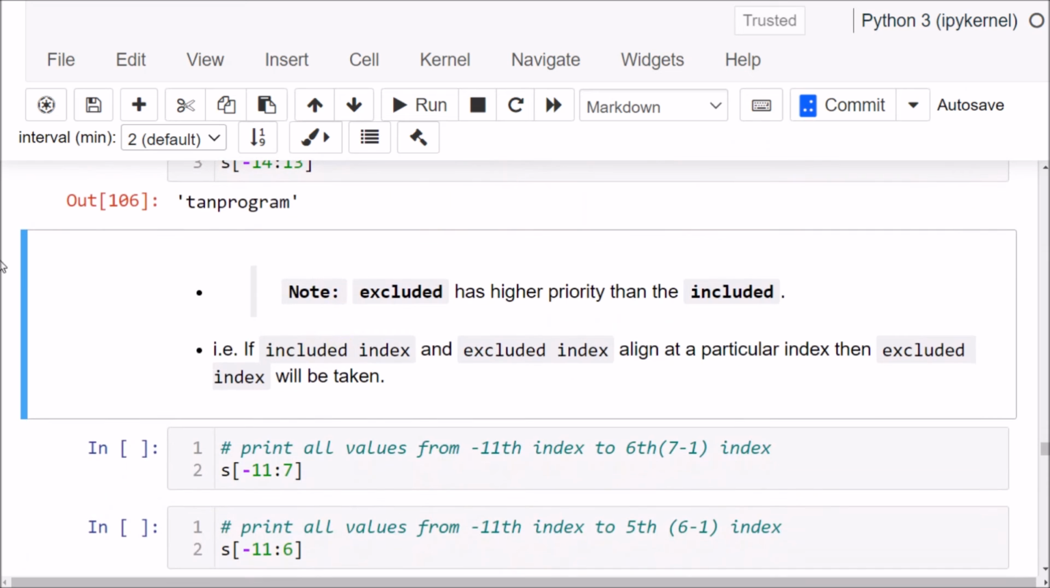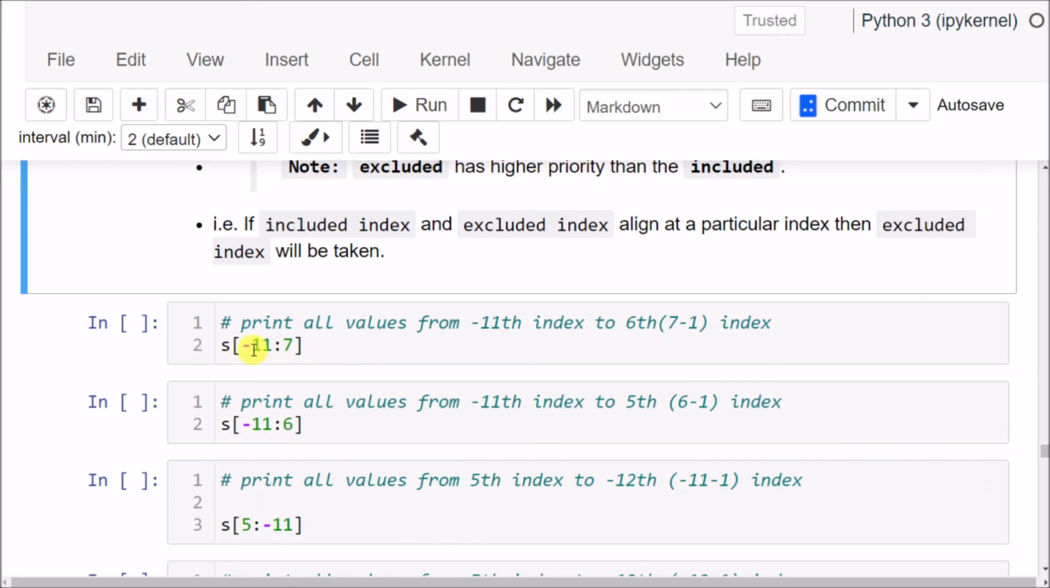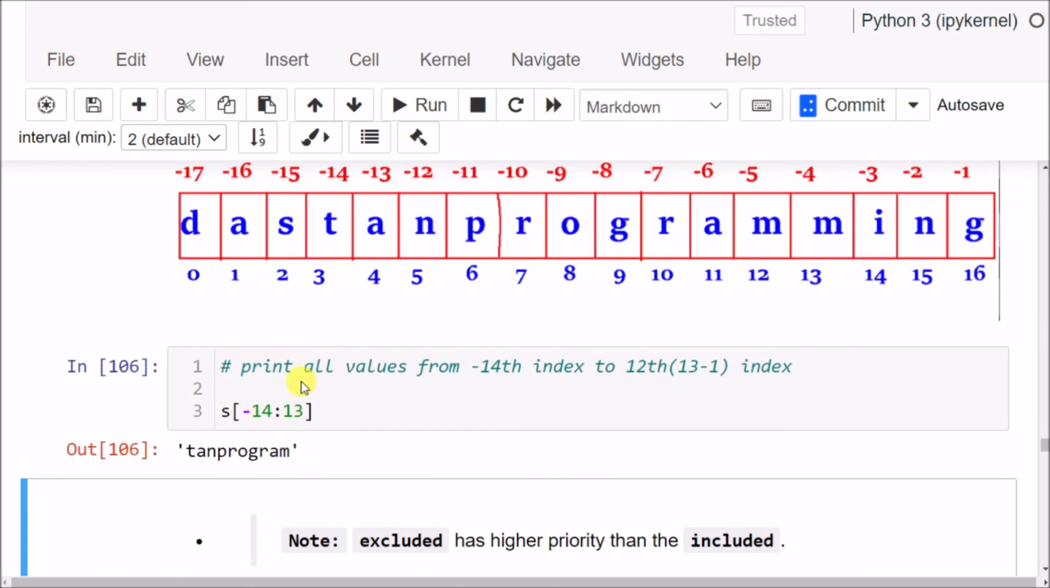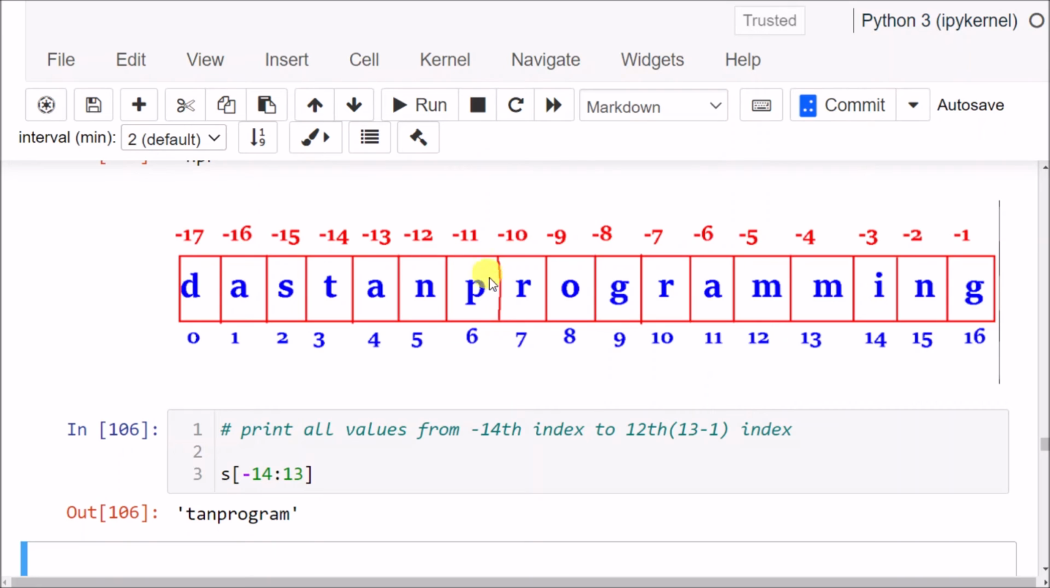Okay, and excluded has higher priority than included. What we told, when a and b denote the same index, then excluded is considered. Here, minus 11 to 7. That is from this one point, but here 7 denotes another index, and this 11 denotes another index. In this form, it will print minus 11 only, that is the p value.